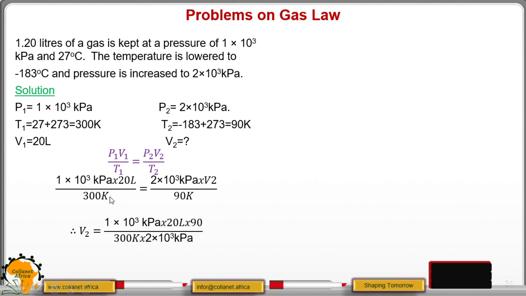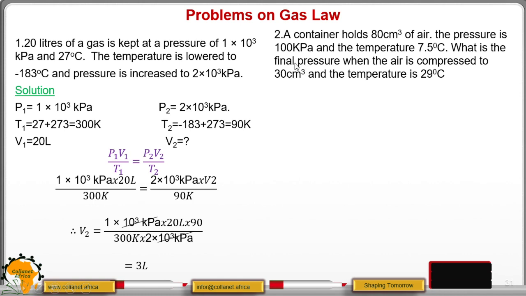We do that through cross multiplication. If you cross multiply, you will get 1 times 10 to power 3 kilopascals multiplied by 20 liters multiplied by 90, and this will be equal to 300 Kelvin times 2 times 10 to power 3 kilopascals times V2. To get V2, you divide through by 300 times 2 times 10 to power 3 kilopascals, and this will cancel out the 10 to power 3 kilopascals. Now when you key in 20 liters times 90 divided by 300 times 2, you get 3 liters. That will be the value of V2.